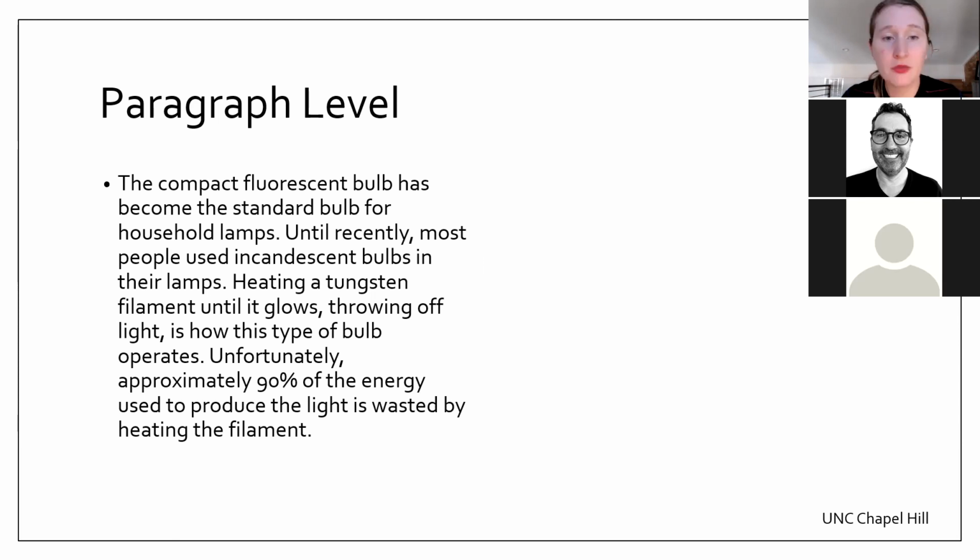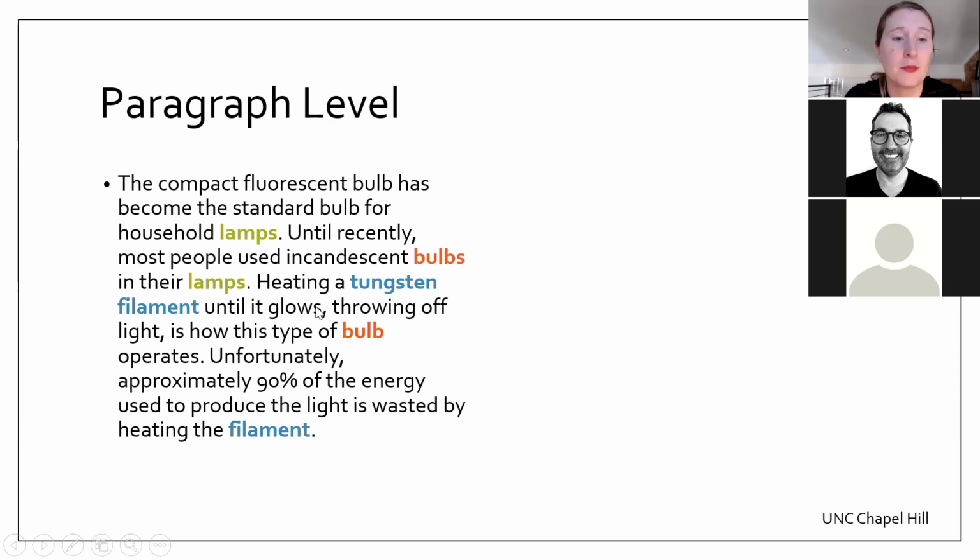So there we have the full paragraph, and grammatically it's correct. But as far as flow goes, it's got some stops and starts. So let's examine that a little bit. Here are some of the key words that you can see are repeated through here. We have the word lamps, we have the word bulb, and we have tungsten or tungsten filament or filament.